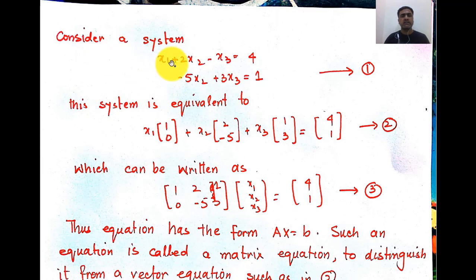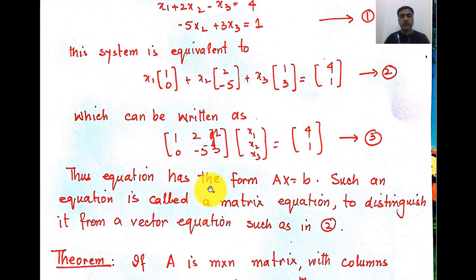Now we consider a very simple system: x1 plus 2x2 minus x3 equals 4, minus 5x2 plus 3x3 equals 1. This system is equivalent to x1 times (1, 0) plus x2 times (2, -5) plus x3 times (-1, 3) equals (4, 1). We call this a vector equation, and it can further be written as the matrix with rows (1, 2, -1) and (0, -5, 3) times (x1, x2, x3) equals (4, 1). And now this is in Ax equals B form, and we call this a matrix equation.